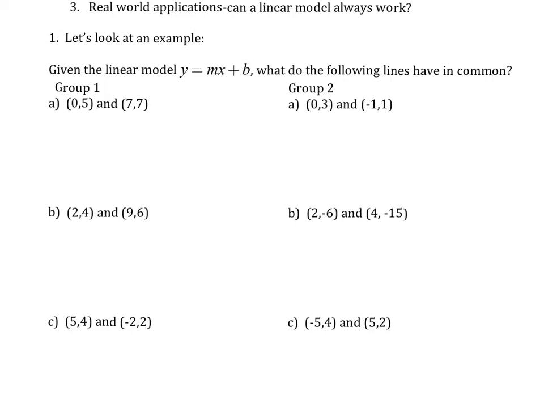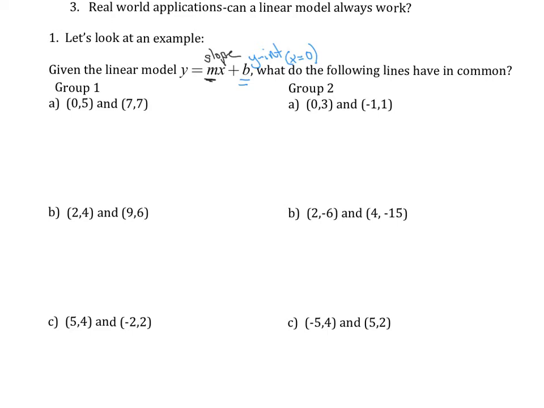In order to find the equation of a line in y equals mx plus b form, we need to know that the m represents the slope and the b represents the y-intercept. A y-intercept occurs when x is equal to 0. In other words, when it's crossing the vertical axis.